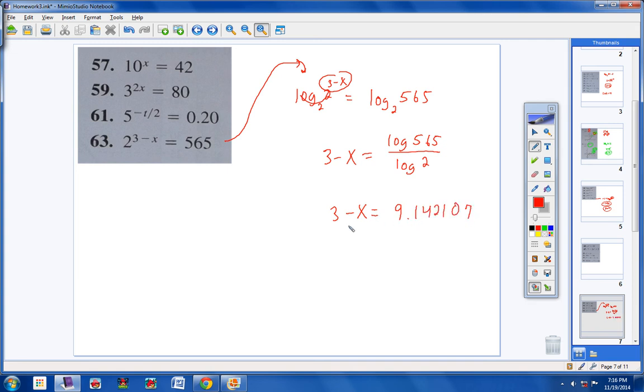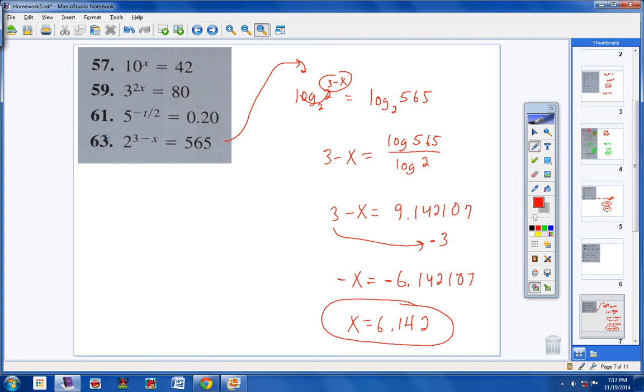Okay, now bring the 3 over and make it a -3. And then divide both sides by a -1. And x equals 6.142. Okay, let's check the back of the book here real quick. And that is correct. Okay, moving on.